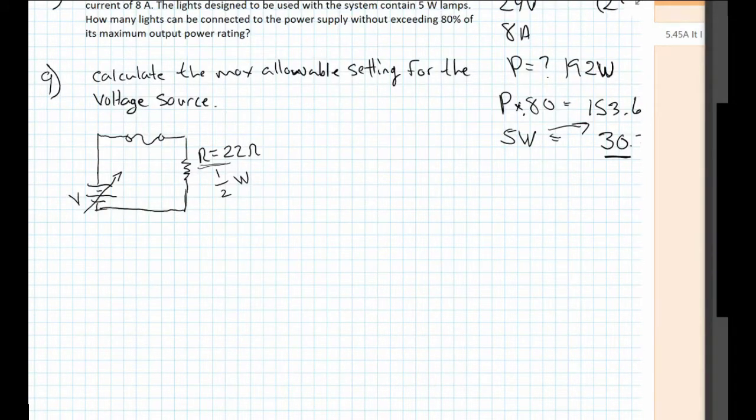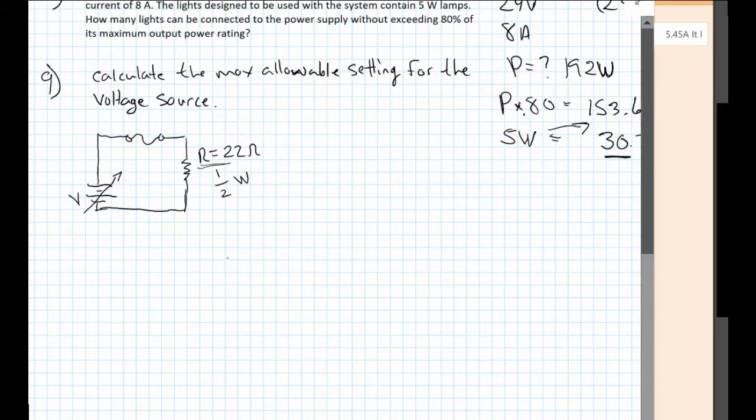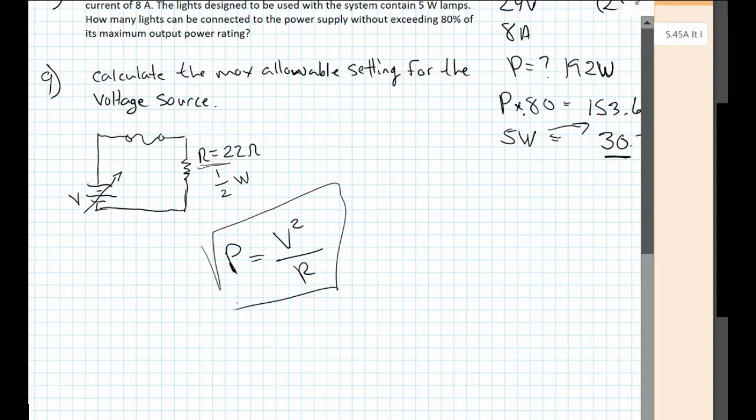So I need to calculate the max allowable setting for the voltage source. Max allowable setting. Well, we can use a power equation that we already know. So power is equal to the voltage squared over the resistance. So if we use this, we can just plug and play with this stuff. So 1/2 watts, oh, wrong type of W, remember. I'll explain more about that later. 1/2 W is equal to voltage squared over 22 ohms.